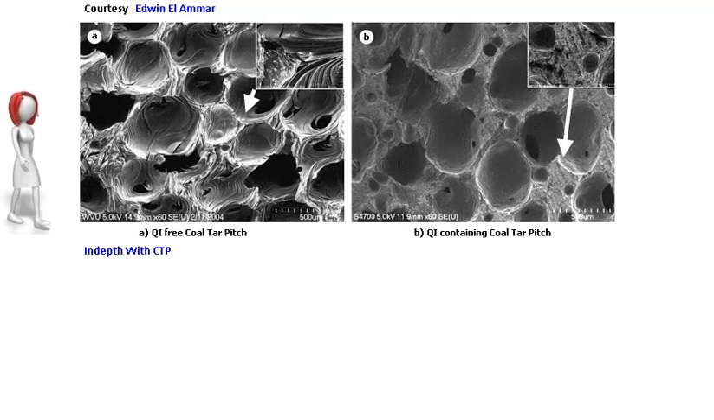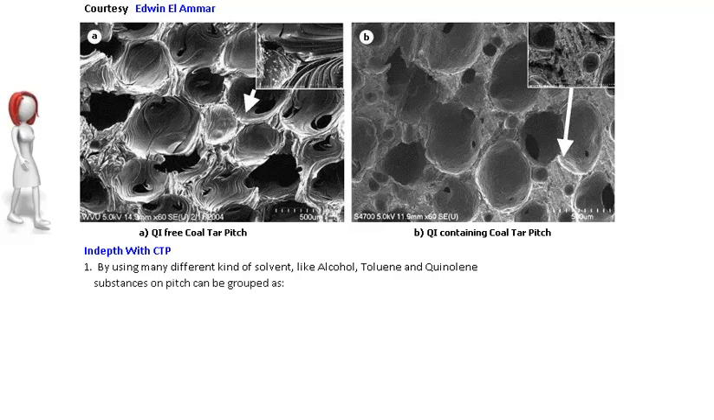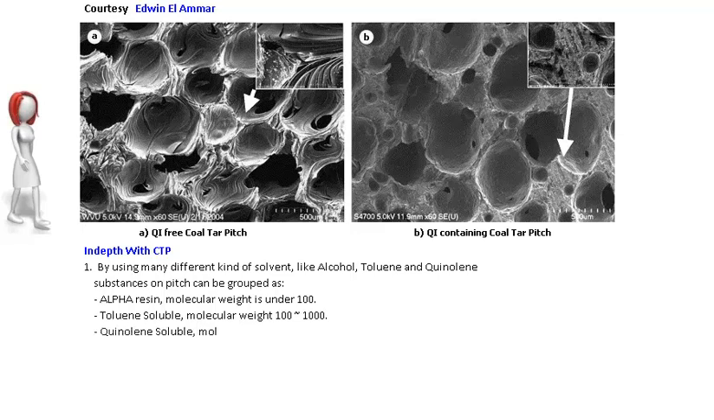In depth with CDP. 1. By using many different kinds of solvent, like alcohol, toluene and quinoline, substances in pitch can be grouped as alpha resin, molecular weight under 100; toluene soluble, molecular weight 100-1000; quinoline soluble, molecular weight 1000-3000.